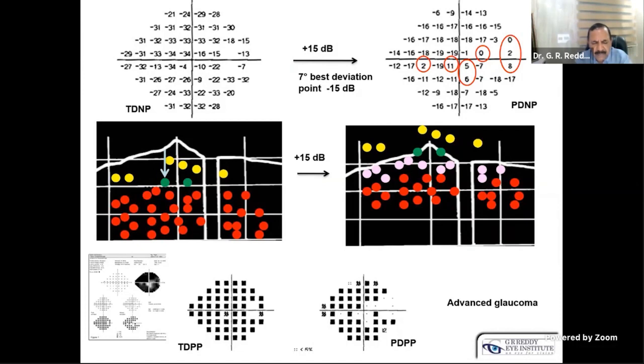When compared to the 24-2 and the 24-2C, I am not happy with the point pattern. So I always go for 24-2 SITA Fast. Only for lecture purposes did I take this 24-2C SITA Faster. Routinely, I am not doing it. I am following the strategies: SITA Fast, SITA Standard, and SITA Fast.